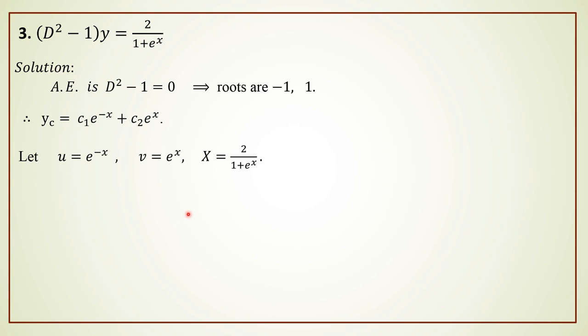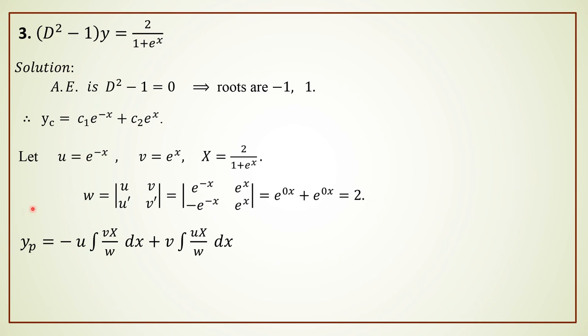Now, in order to find the particular integral, it is necessary to find the Wronskian. Wronskian is given by the determinant of u, v, u dash, v dash, that is equal to the determinant of e^(minus x), e^x. Differentiation of e^(minus x) is minus e^(minus x), and the derivative of e^x is e^x. And you can observe over here the determinant is 2. And hence the Wronskian of u and v is 2.